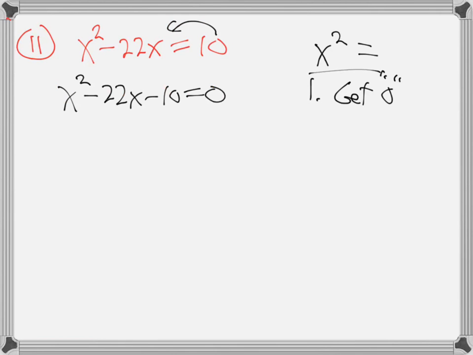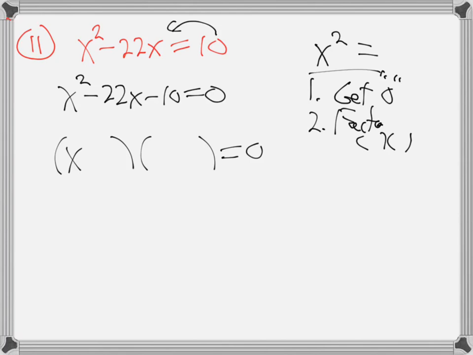Get a 0, right? Looks good so far. It's awesome. Well, what's the second step? Factor. You're supposed to factor with the parentheses. Okay. What two numbers multiply to be 10, add to be minus 22?